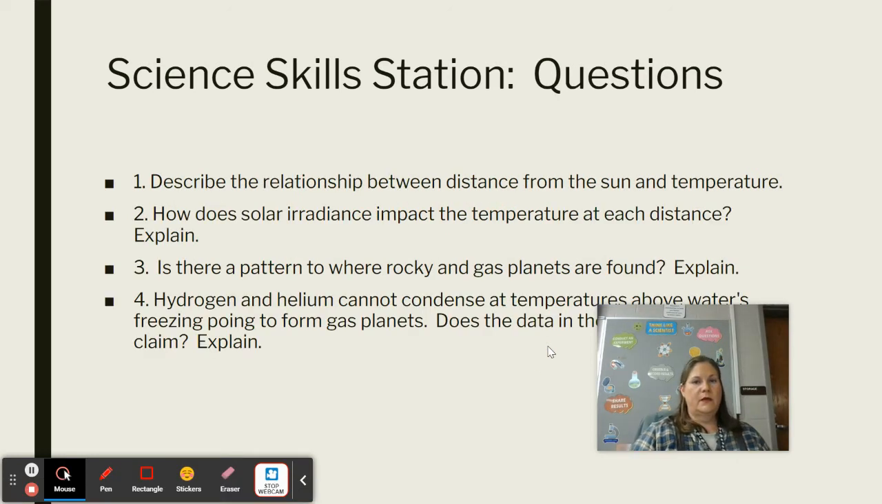Then you're going to describe the relationship between the distance from the sun and temperature. So these are the questions that you're answering. So tell me the answer to each question. You can save a copy of this and add your answers to it, or you can do this on paper and bring it back with you, or send it to me in a doc.